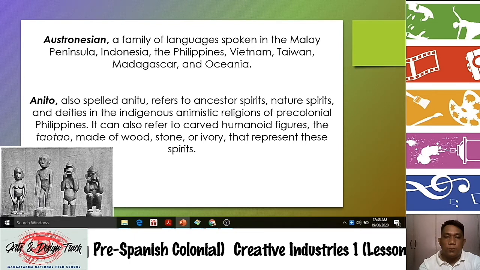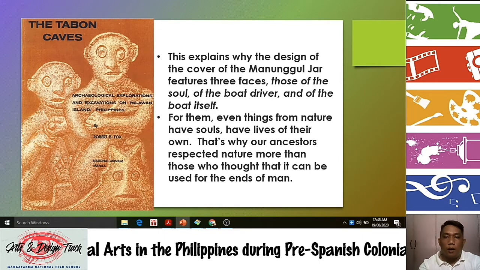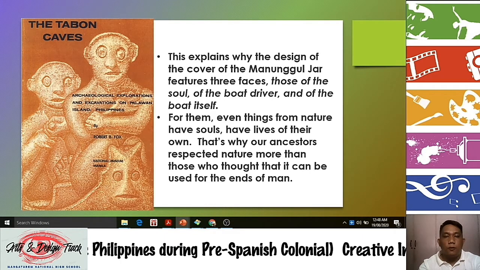This explains why the design of the cover of the Manunggul jar features three faces: those of the soul, of the boat driver, and the boat itself. For them, even things from nature have souls, have lives of their own. That's why our ancestors respected nature, unlike those who thought that it can be used for the ends of men.